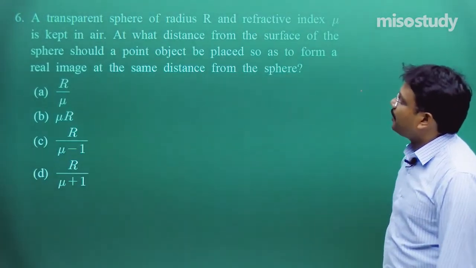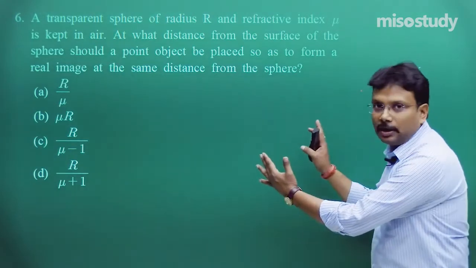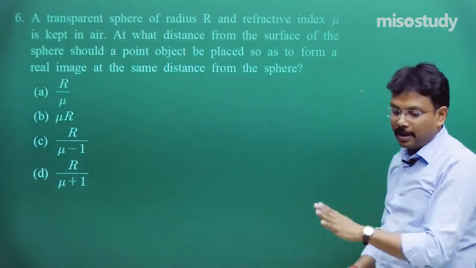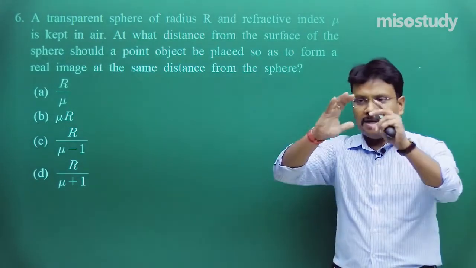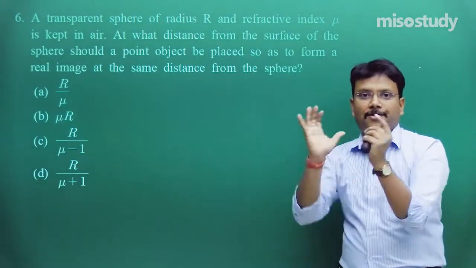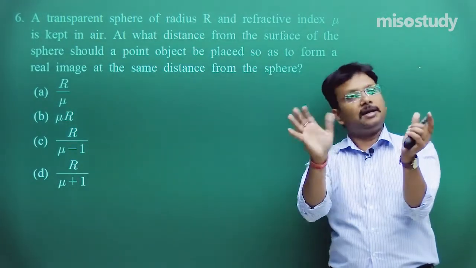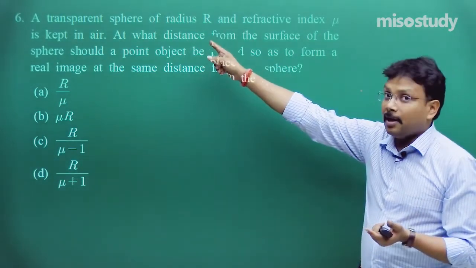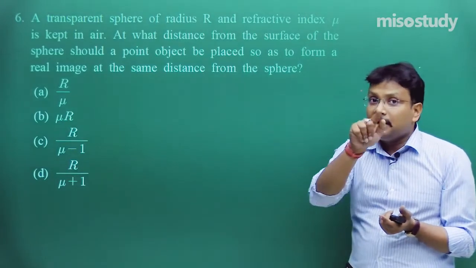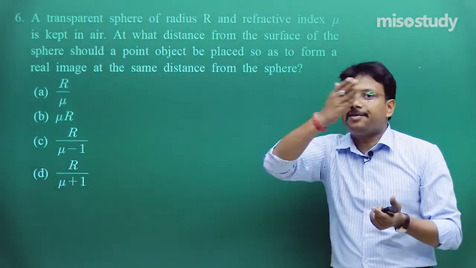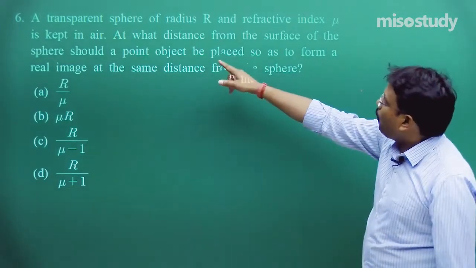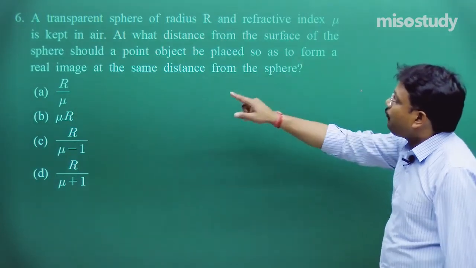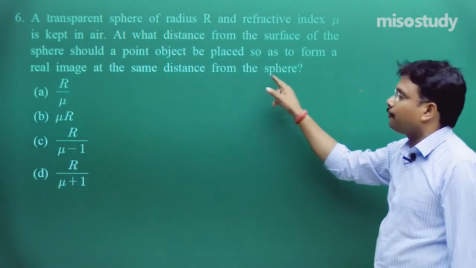Transparent sphere of radius capital R. First I am reading the question, then I will draw the diagram. Don't worry. And refractive index mu is kept in air. Before drawing the diagram, just imagine a hollow glass sphere placed in air. Refractive index is mu. It means inside, the refractive index is different from outside. So two sides air, one side material. At what distance from the surface of the sphere should a point object be placed so as to form a real image at the same distance from the sphere?